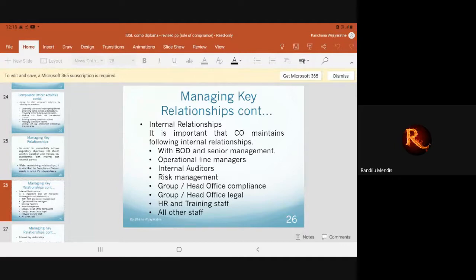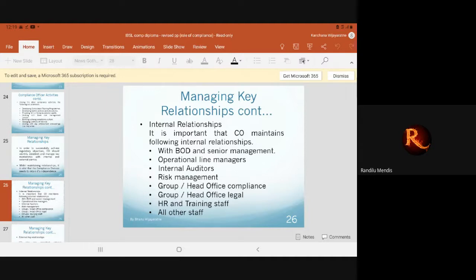Going back to the basics. Compliance is the responsibility of whom? Board of Directors. That's the prime responsibility. The primary responsibility rests with the board of directors. And we also decided that compliance is the responsibility of all employees of the organization.